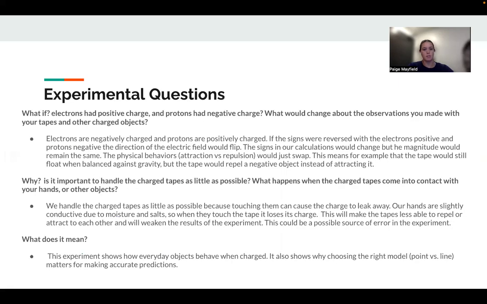Okay, so our experimental questions. If protons were negative and electrons were positive, the signs would reverse, but the magnitude of the forces would be the same. And then we want to handle the tape as little as possible because touching it lets charge leak onto your hands, and it reduces the repulsion and weakens the results of the experiment. And this could have been a source of error in our experiment.